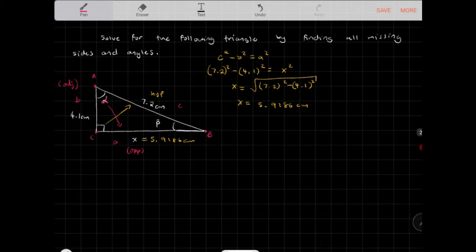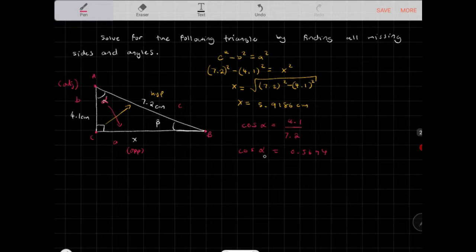And we can understand here that if we didn't solve for x, we do have the value of our adjacent side over hypotenuse. So cosine of alpha is equal to 4.1 over 7.2. Okay, let's assume that I didn't solve for x here. I'm just going to look at the information that I've been given, and if you figure out this ratio, 4.1 divided by 7.2 is going to give us 0.5694.